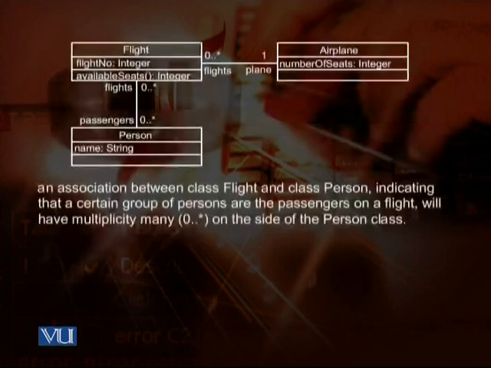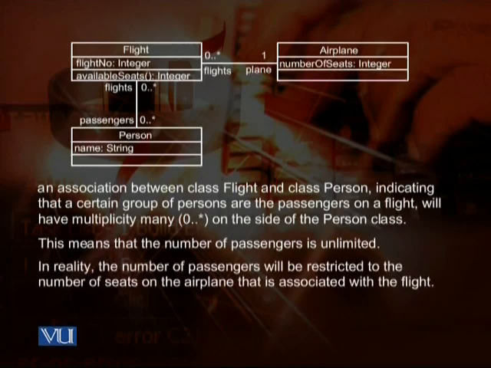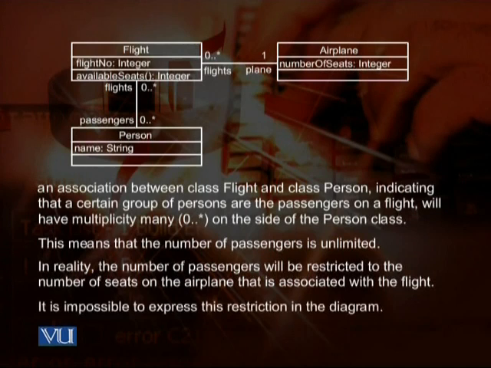So an association between class flight and class person indicates that a certain group of persons are passengers on the flight, and it will have multiplicity many on the side of the person class. When you just look at this model, the model says the number of passengers is unlimited. In reality, the number of passengers will be restricted to the number of seats on the airplane that is associated with the flight. And under ordinary situations, when we are using simple UML, it is not possible to express this restriction. So here what we have seen is 3 classes: the plane, the flight, and the passenger, the person.